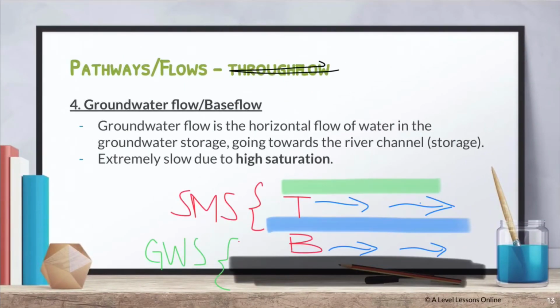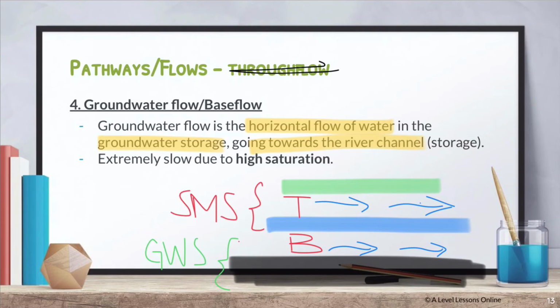Alright, moving on, we have base flow. Ignore the typo that I made up there. It's not through flow. We're looking at base flow now. Base flow is basically anything that occurs within the groundwater storage. It's all the way at the bottom, the rock bottom. Basically groundwater flow, or base flow, is the horizontal flow of water in the groundwater storage. So it's all the way at the bottom of the ground, and it goes towards the river channel. It can only go vertically. Sorry, not vertically. It can only go horizontally, towards the river channel.